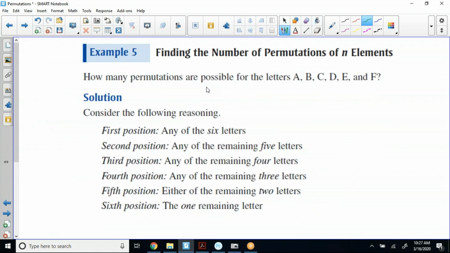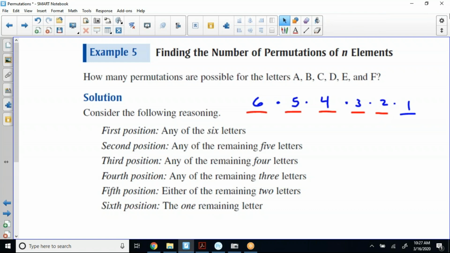How many permutations are possible for the letters A, B, C, D, E, and F? If we look at the first position, any of the 6 letters. Not 26, my bad, it would be 6 because we're using 6. Any of the 6 letters. And then the second will be 5 letters, and the third would be 4 letters, and so on: 6, 5, 4, 3, 2, 1.